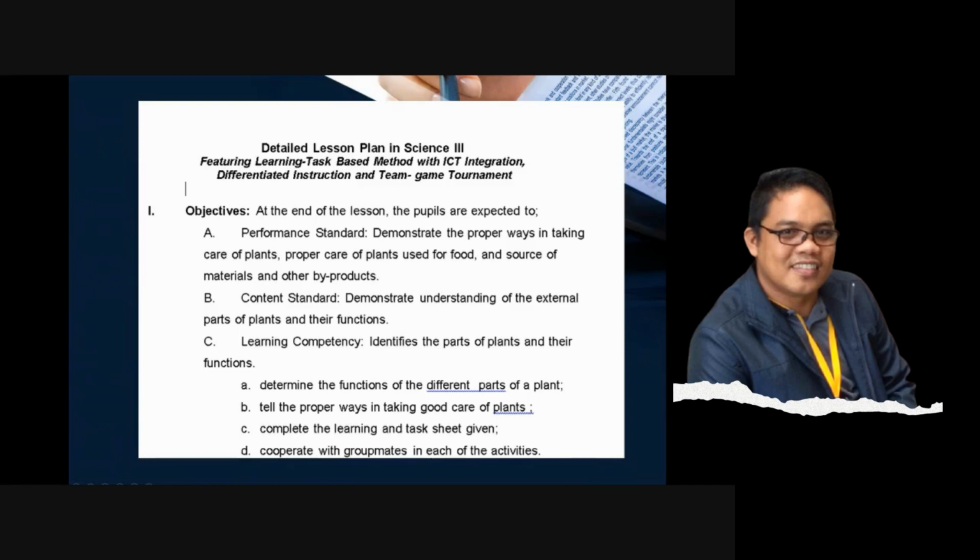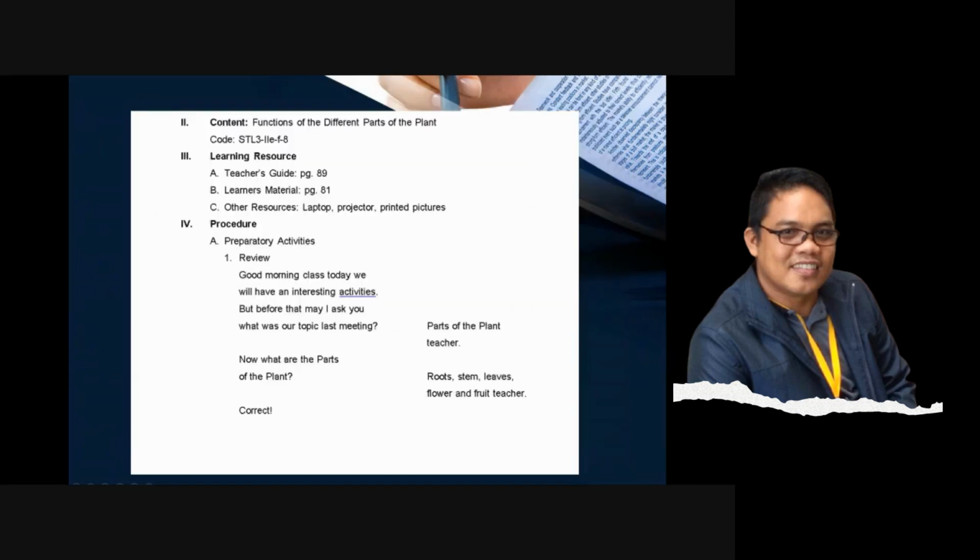So ang kaiba lang nito is yung ABC na performance standard, content standard, and learning competency, dapat yung at the end of the lesson is nandito sa ibaba. Okay? So ito lang yung kaibahan. Pero again, it's okay, walang problema. So that is Roman numeral 1, objectives. Roman numeral 2 is the content. This is the code. Look at the code.